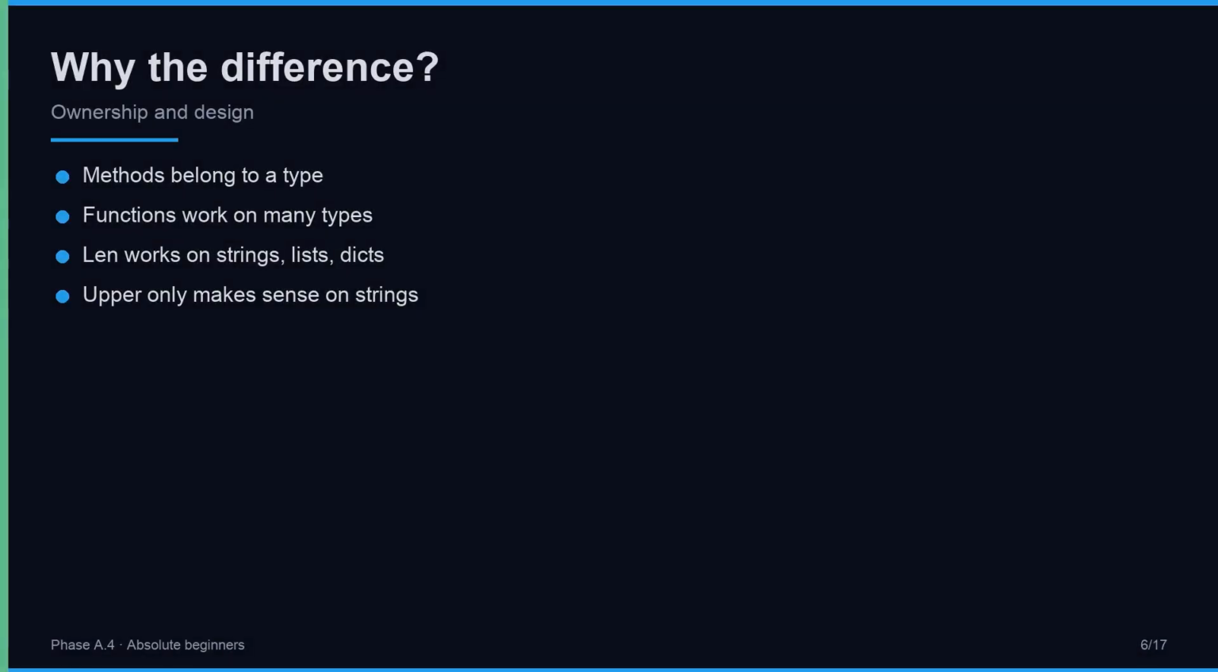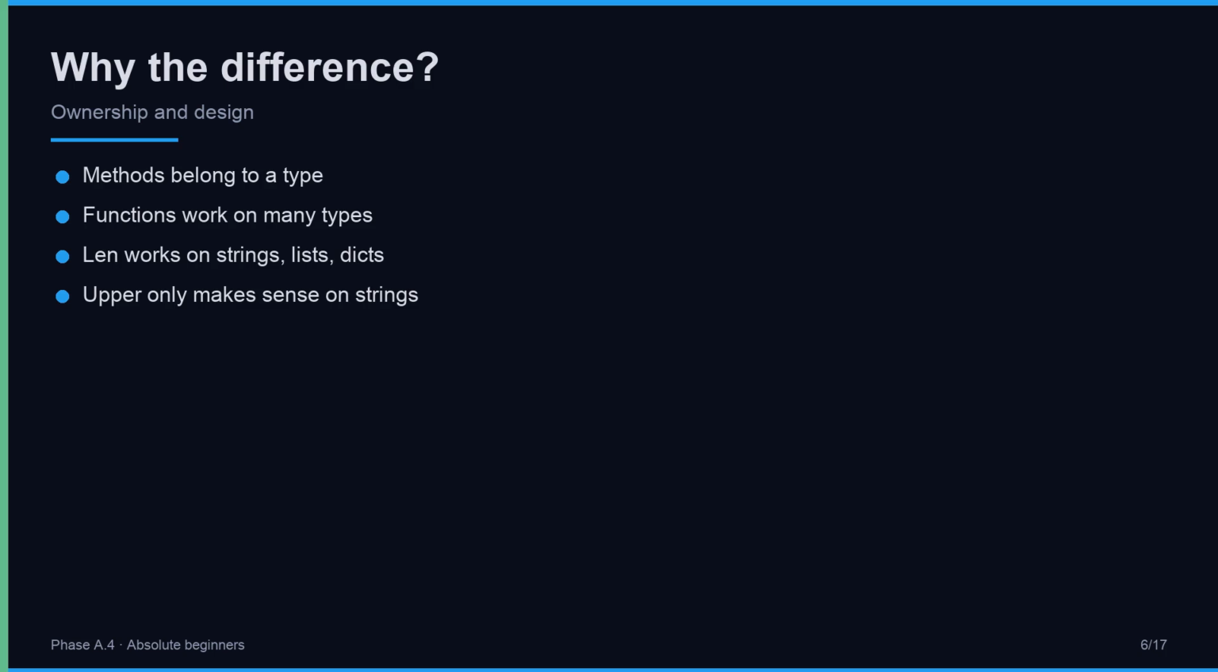Why does Python have both? Methods belong to a specific type. Upper only makes sense on strings, you cannot upper a number. Functions work on many types. Len works on strings, lists, dictionaries, anything with a length. When a tool only applies to one type, it is usually a method on that type. When a tool applies broadly, it is usually a standalone function.